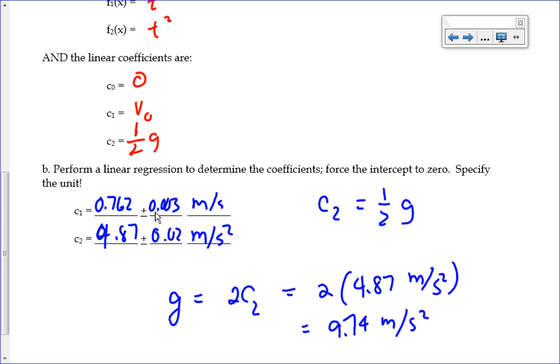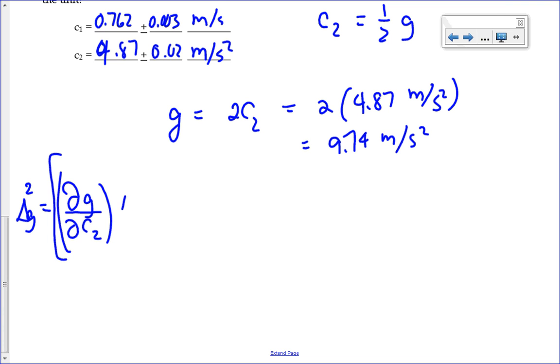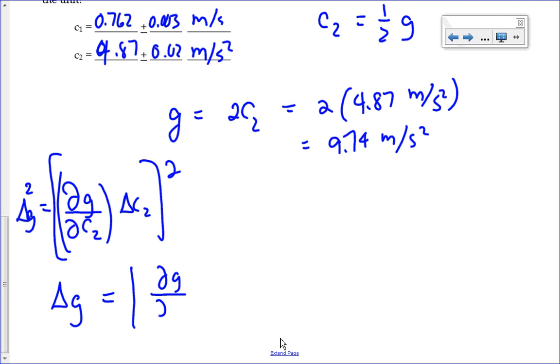Okay? Now, how am I going to propagate the error here? You remember propagation of error from last time? Okay, so partial of g with respect to C2. So delta g squared is equal to partial of g with respect to C2 times delta C2, squared. So delta g will just be the absolute value of partial of g with respect to C2 times delta C2. So what would that be? What's partial of g with respect to C2?